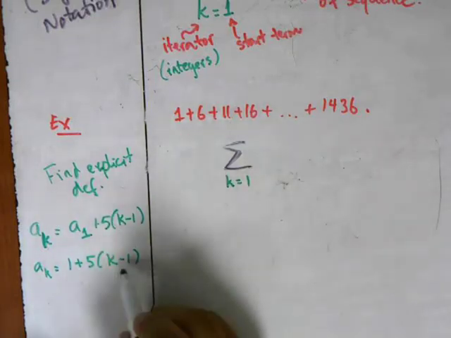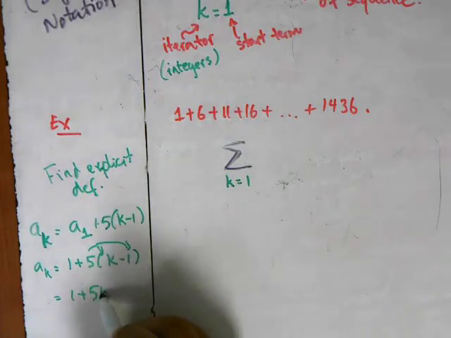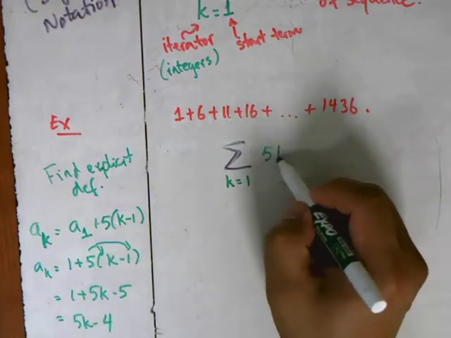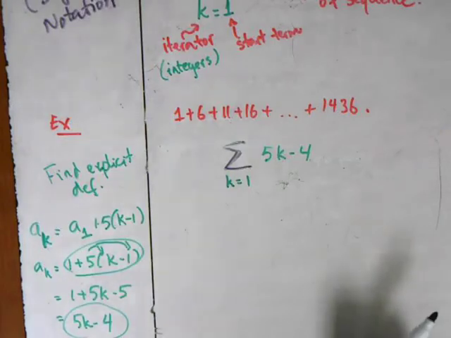And so we can also just simplify this, distribute this. 1 plus 5k minus 5. Altogether, you get 5k minus 4. Now, these two expressions here and here are both correct.